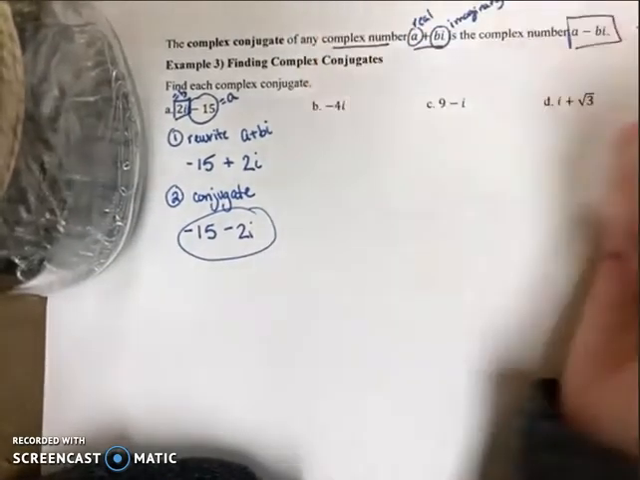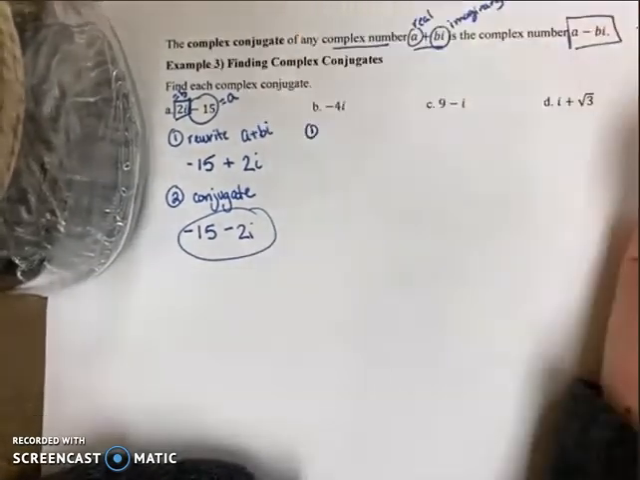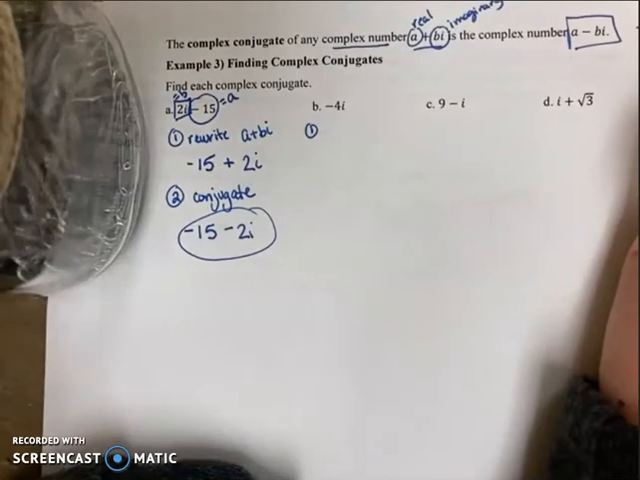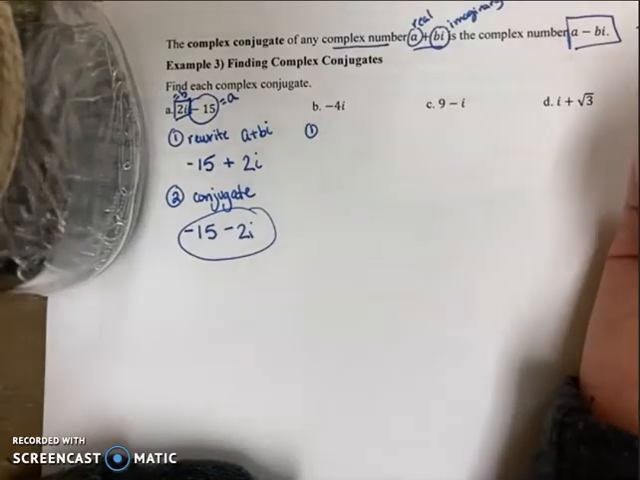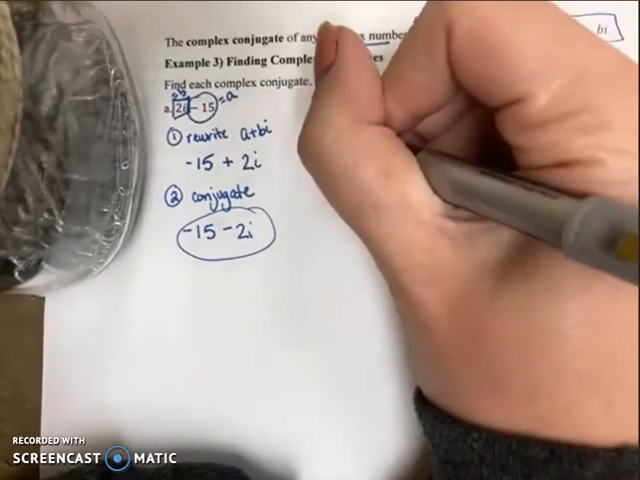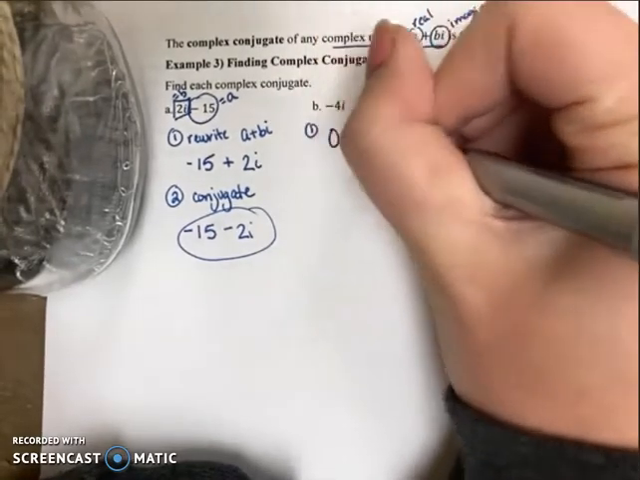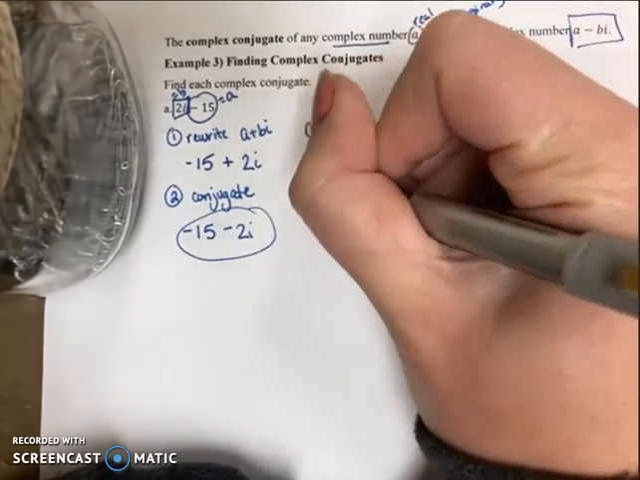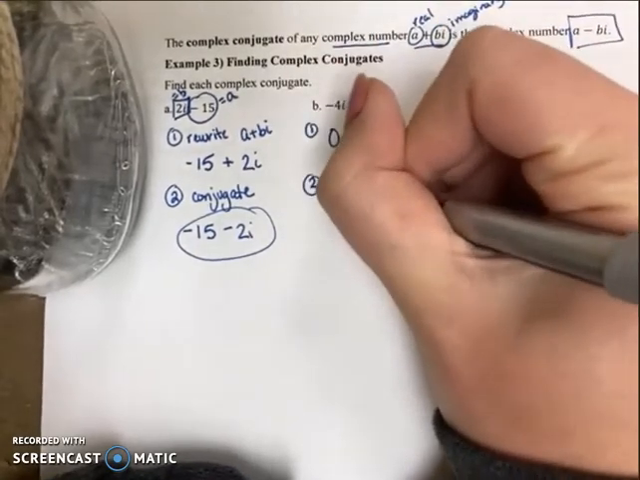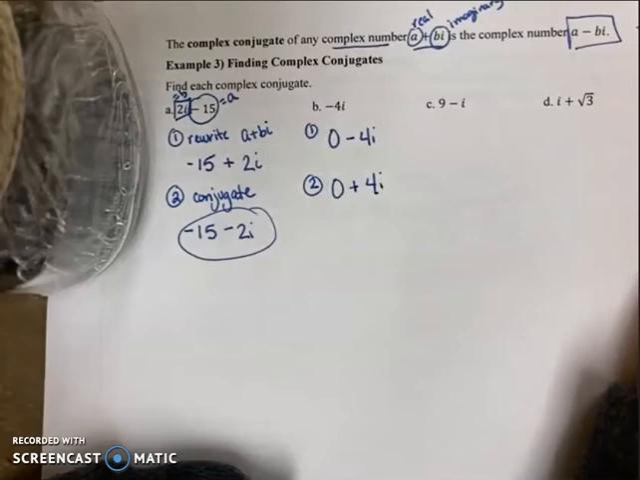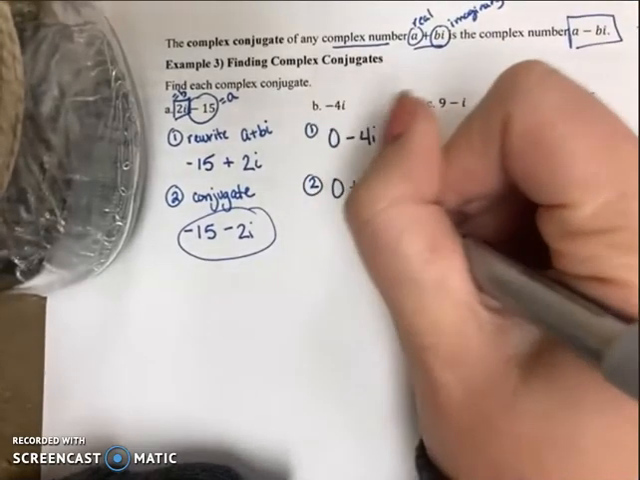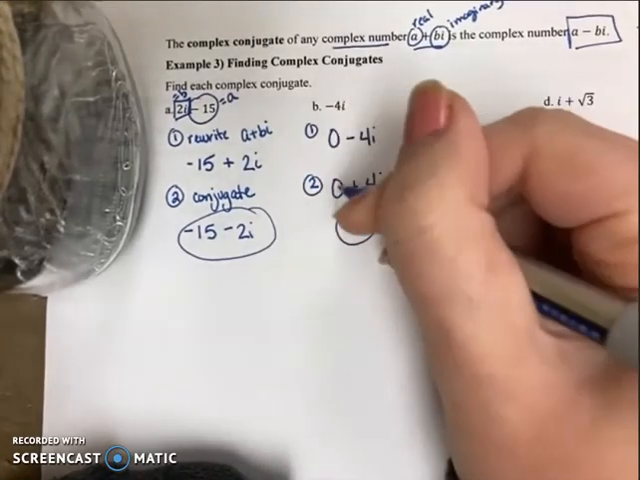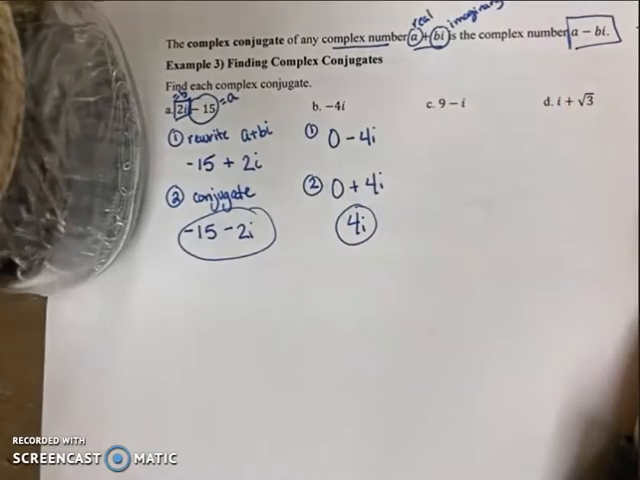Okay? Part B, the first thing I'm going to do is rewrite it in terms of a plus bi. All I see is an imaginary number here. I don't really see a real number. So if there's no real number, you could just write in a 0. So 0, and then I have a negative 4i, so 0 minus 4i, meaning that the complex conjugate is 0 plus 4i. I want to simplify this all the way though, so I can rewrite this as a positive 4i. I put that placeholder of 0 there so that I wouldn't mess up the sign or the form.